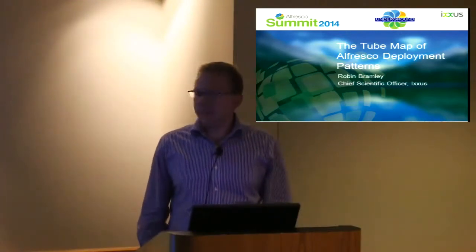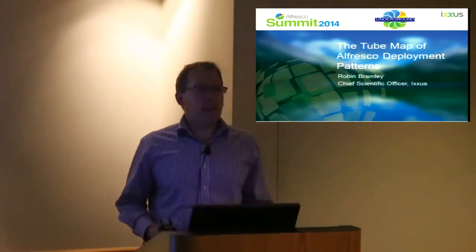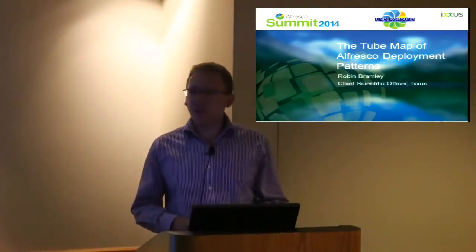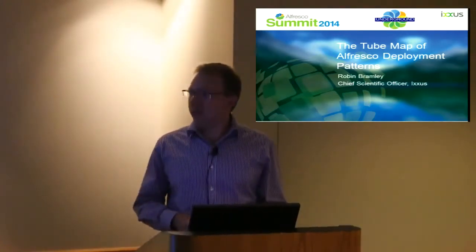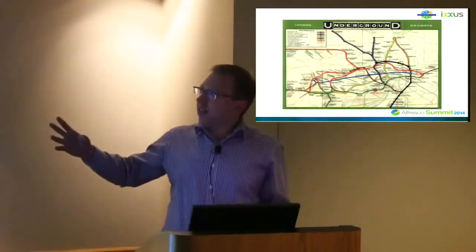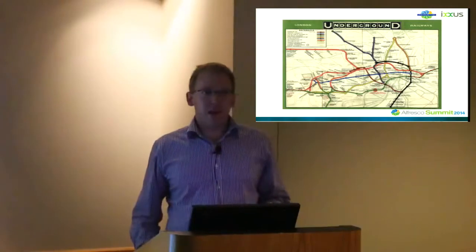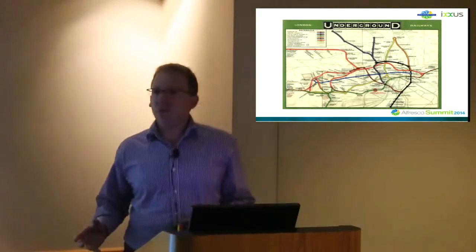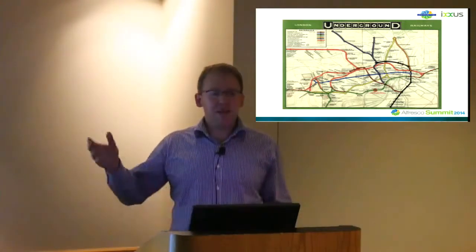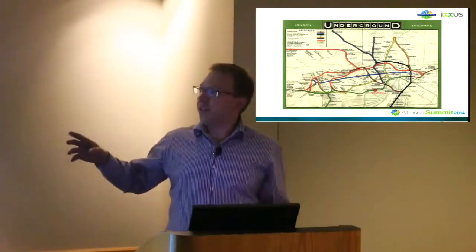So, hi, I'm Bramley, the Chief Scientific Officer of Ixus, and I'm going to be talking about some of the many different ways of deploying Alfresco, so different topologies, and using the tube map, so the London Underground Network map, as a visual guide. So this is a 1908 version of the London Underground map, before the heavily copyrighted and famous circuit diagram style one, and here you can see the different railway companies at the time that used to run underground.